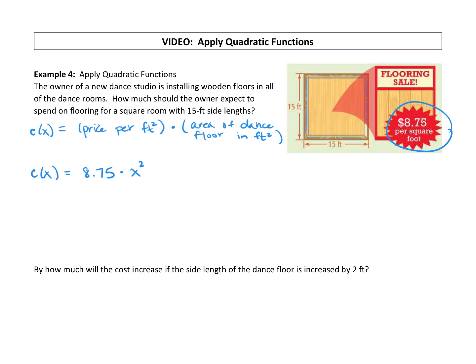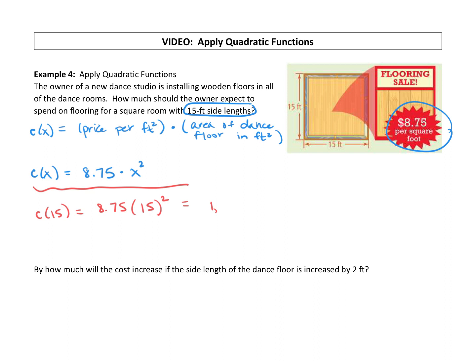Now the question is, how much can the owner expect to pay if the room has 15 feet side lengths? So what we're asked to do is figure out, what if we know that our x value is 15? So C of 15, we're going to plug in 15 for our x. We're going to take 8.75 times 15 squared. We would just type it in just like that into our calculator. If you're not doing that, you would do the squaring first and then the multiplication.